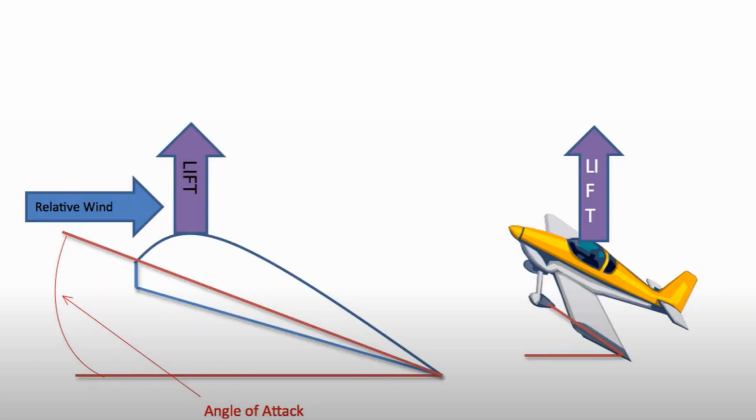As the angle of attack increases, the lift also increases. The lift acts perpendicular to the relative wind regardless of the angle of attack. According to Bernoulli's principle, the increased speed of the air on the top of an airfoil produces a pressure drop. This lowered pressure is one component of the total lift.